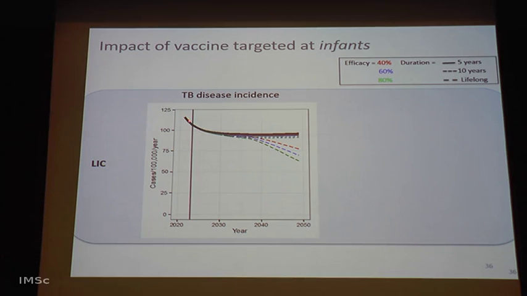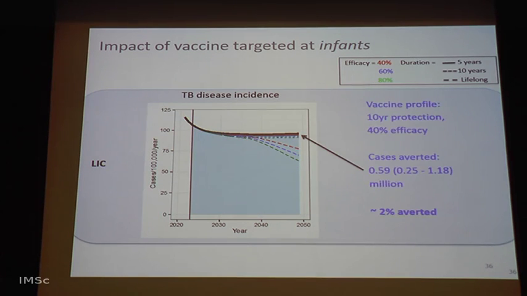And what we found was that in the baseline scenario, which is the black line here, actually if you gave a vaccine to infants, by 2050 you would have very little impact. So the vaccine that they think is most likely is one that gives 10-year protection and 40% efficacy, and you'd only avert around 2% of the TB case burden.